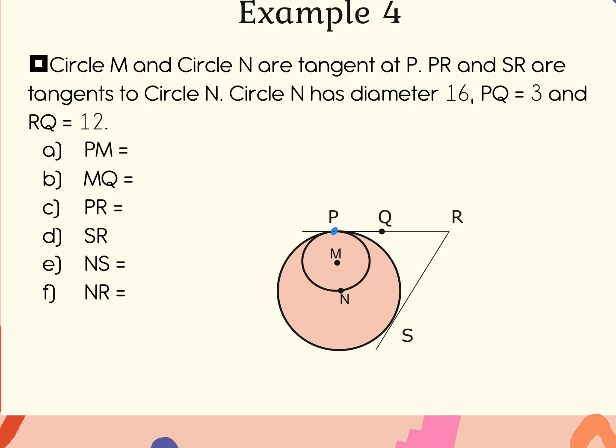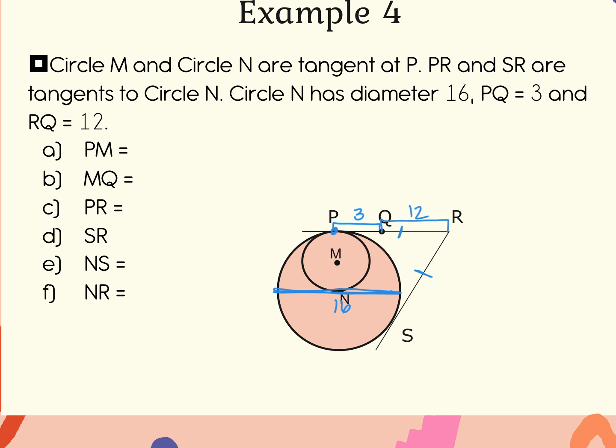Why is that important? Okay, they're touching once and they have the same vertex. So what do I know about those two lines? They're congruent. So I'm going to draw my congruency marks. Now it says circle N has the diameter, so I'm going to draw my diameter of 16. And PQ is 3 and QR is 12.